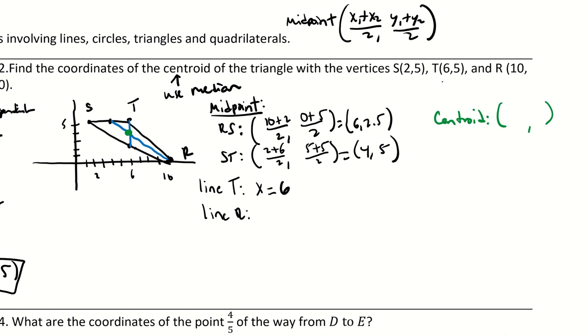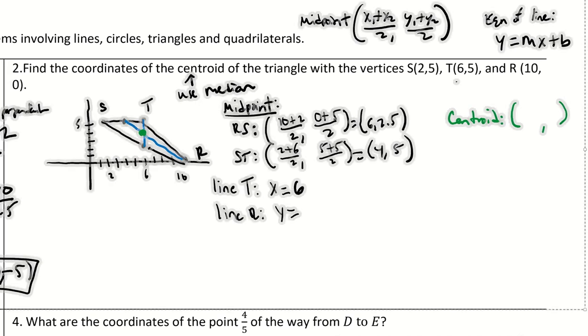All right, the equation of line R is, well, we have to basically use y equals mx plus b, right? So remember, the equation of a line is y equals mx plus b. That's the slope-intercept form, right? So we need to figure out what the slope is. The slope is rise over run. So let's go ahead and do the rise over run here.